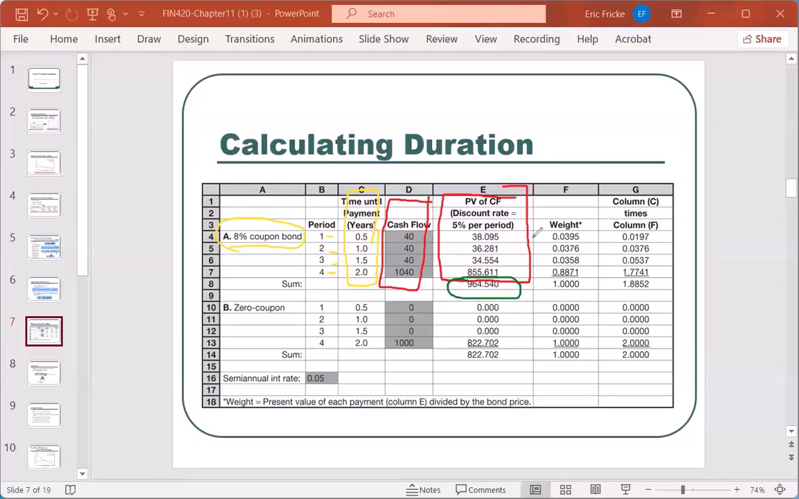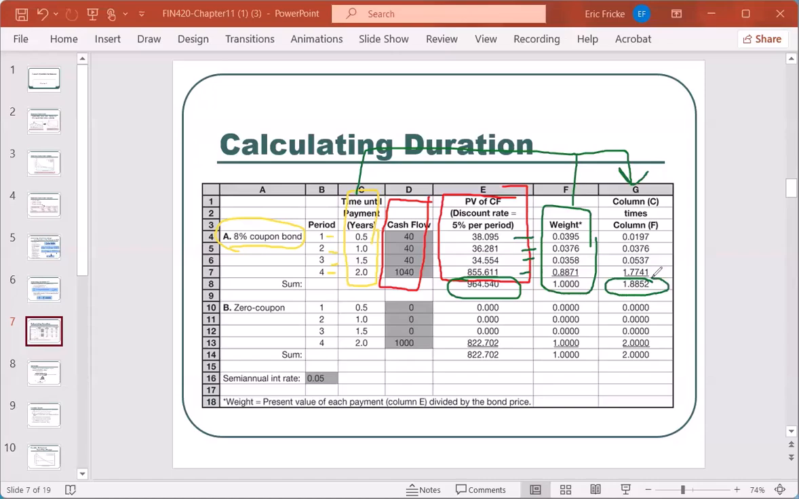And then we take each of these cash flows and we divide it by the price, and that's kind of our weighting factor, like a weighted average, you know? And then we take that weight and we multiply it by the time to each cash flow, and we get this column, and we sum them all up. And for a 2-year coupon bond, the duration is equal to 1.8852 years.